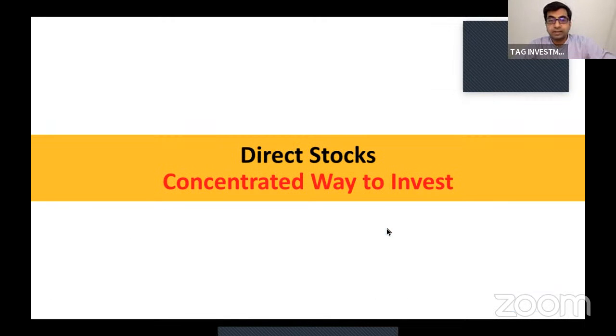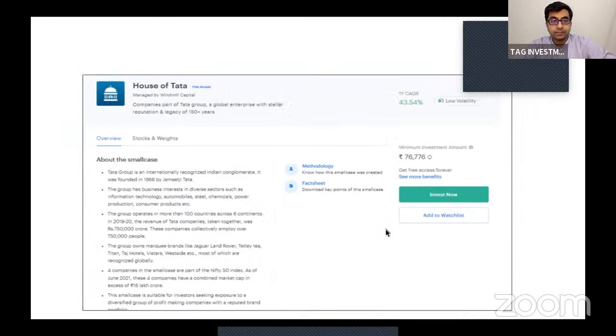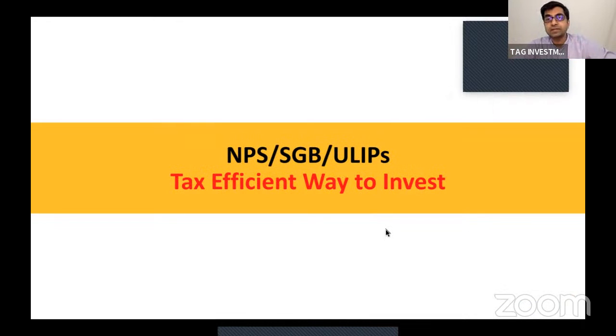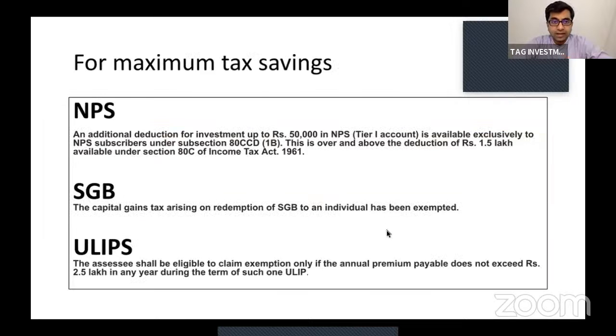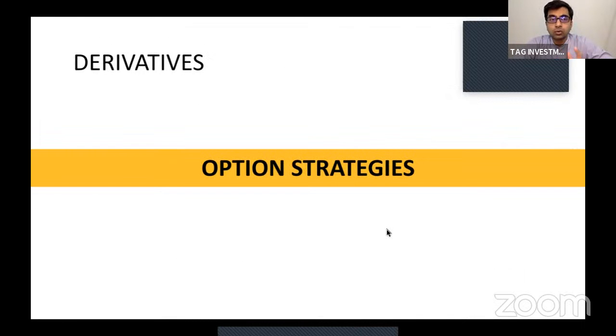The fourth is the direct stock route. That's the concentrated way to invest. And the fifth is NPS, National Pension Scheme, Sovereign Gold Bond, ULIPs. That's the tax efficient way to invest. As a bonus, you can also know more about the derivative strategies, which we'll be talking about. So these were primarily the 5 financial products which we talk about in the year 2022, which can help us 10x your investments. So, getting started one by one.